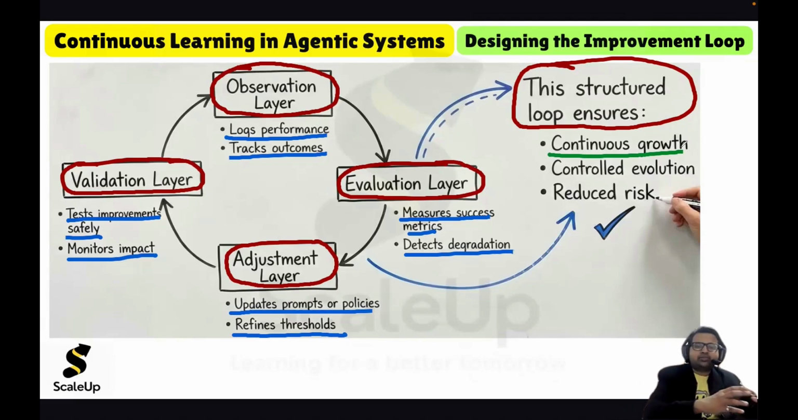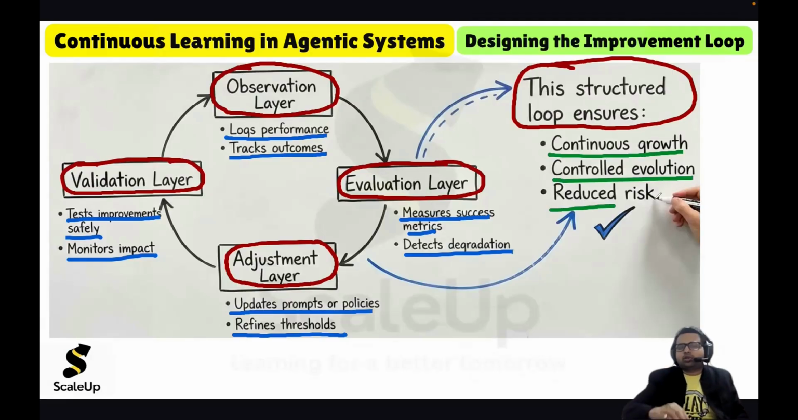When that adjustment is done, we will validate it, we will test the improvements, and then once again we'll keep on observing and tracking the performance and outcome. Every time we'll keep on adjusting, and this will enable continuous growth, controlled evolution, and reduced risk. So this is a very important discussion. If you want to do continuous learning in an agentic system, you have to consider this improvement loop. We should have this in place.